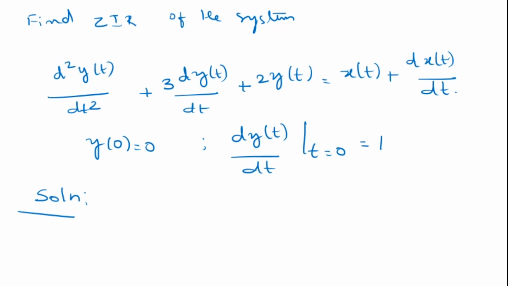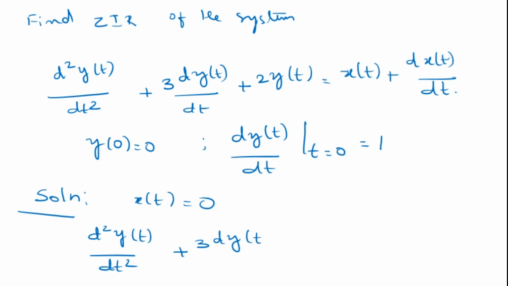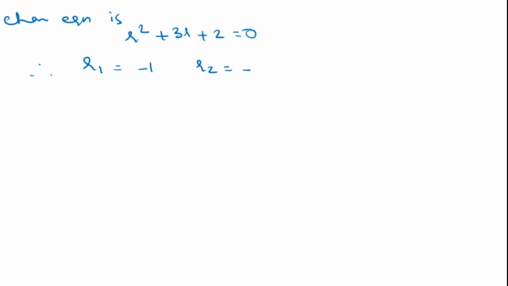Then we have to find out the natural response of the equation with x(t) is equal to 0. That is d^2y(t)/dt^2 plus 3 dy(t)/dt plus 2 y(t) is equal to 0. Then the characteristic equation is r^2 plus 3r plus 2, which is equal to 0. Then the roots are r1 is equal to -1, r2 is equal to -2.